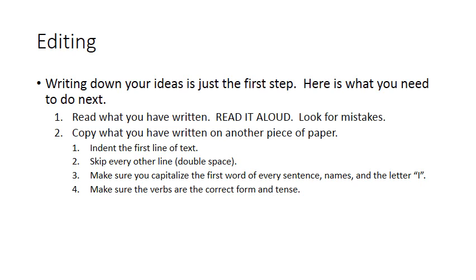You also want to make sure that your verbs are the correct form and tense. So if you're writing about the past, your verbs should be in the past tense. If you're writing about the present, they should be in the present tense. If you're talking about he, she, or it in the present tense, most of the time you're going to need to add an S to the end of the verb. So make sure that as you're going through, each sentence has a verb and that the verb is the correct form.